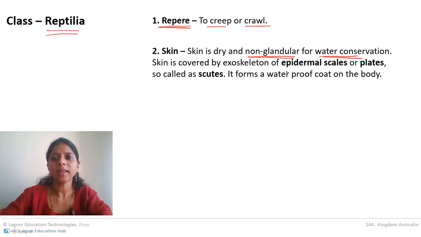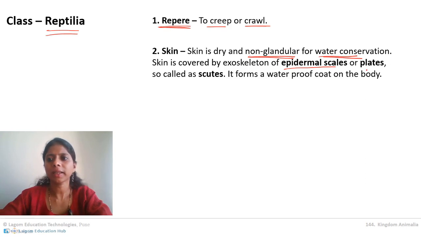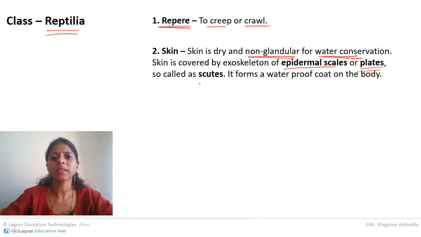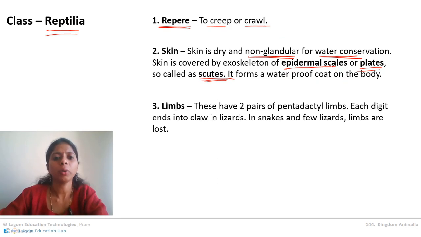Then the scales are either epidermal scales or in some cases plates. For example, in crocodile as well as tortoise, the skin is covered by plates. That's why the skin is called scute. The skin is called scute, and it always forms a waterproof covering over the body. Whether it is epidermal scale or whether it is plate, it will form a waterproof covering over the body.